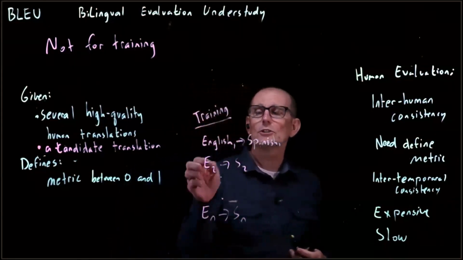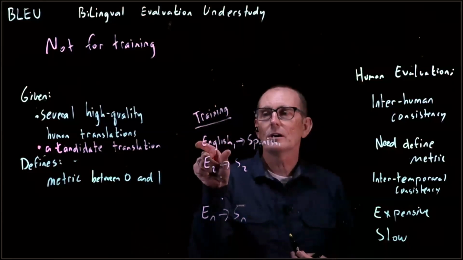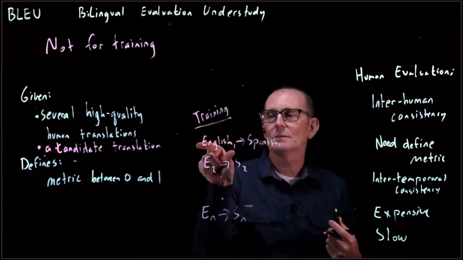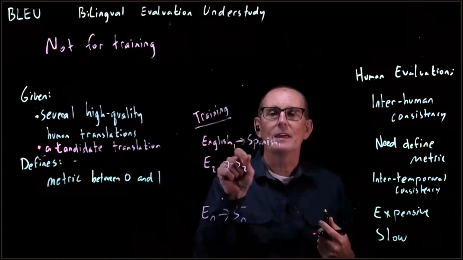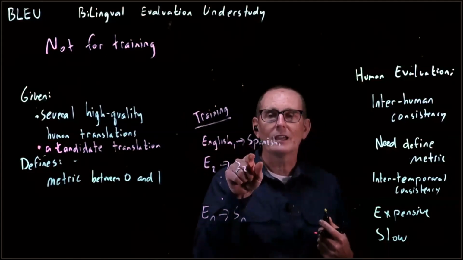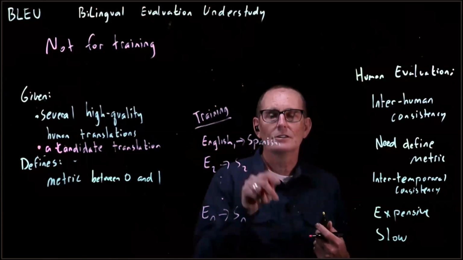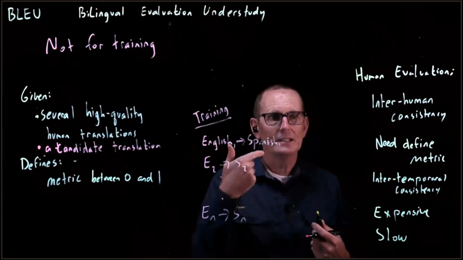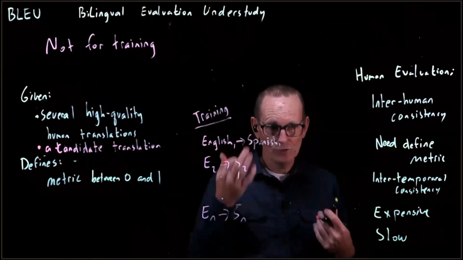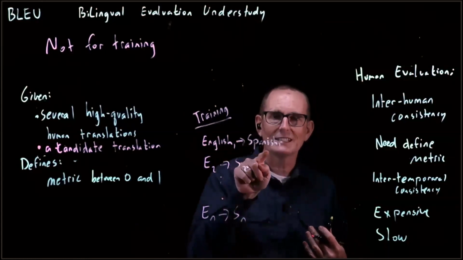And so when we do our training, we're going to be feeding into our RNN or whatever our translation mechanism is, our English sentence, and then we're going to be computing the loss based on the Spanish target sentence. So we're going to be seeing, did this translation actually come up with exactly these words?